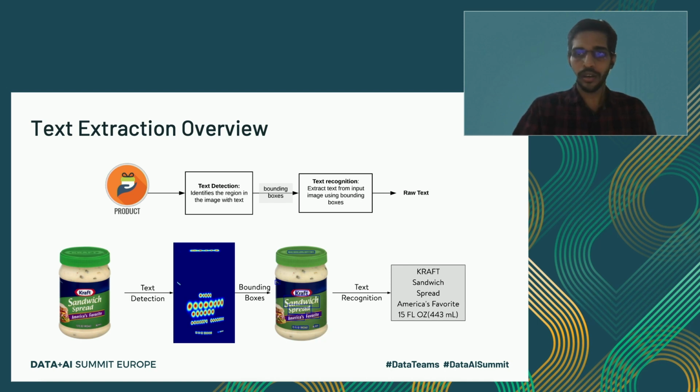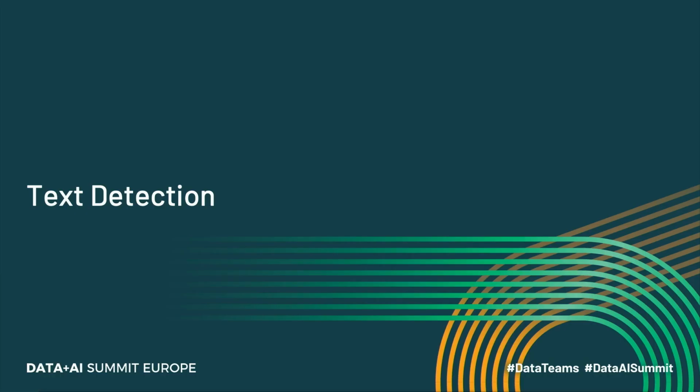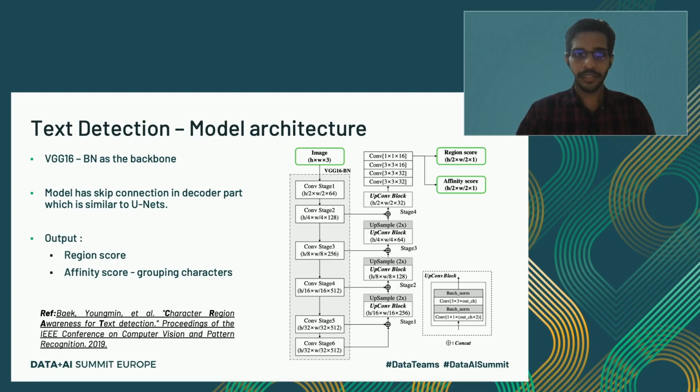Now I'll briefly talk about the text detection task. In text detection, I'm referring to a paper published in CVPR 2019 from Clova AI. Youngmin et al. came up with a paper called Character Region Awareness for Text Detection.